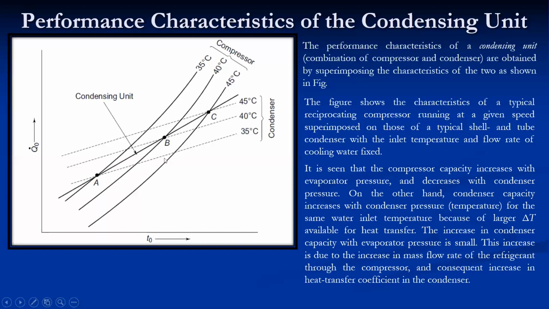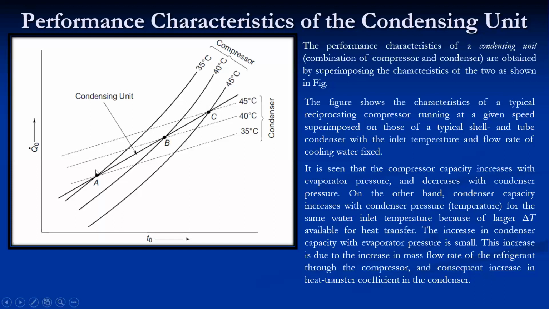This increasing capacity is because of the increasing mass flow rate. As the evaporating temperature increases, the compressor pumps a greater amount of fluid through the condenser. So the mass flow rate of refrigerant through the condenser increases. As the mass flow rate of refrigerant through the condenser increases, its heat transfer increases due to an increasing heat transfer coefficient.